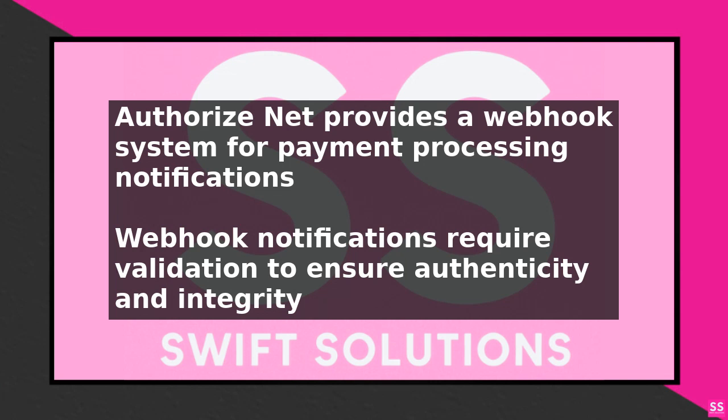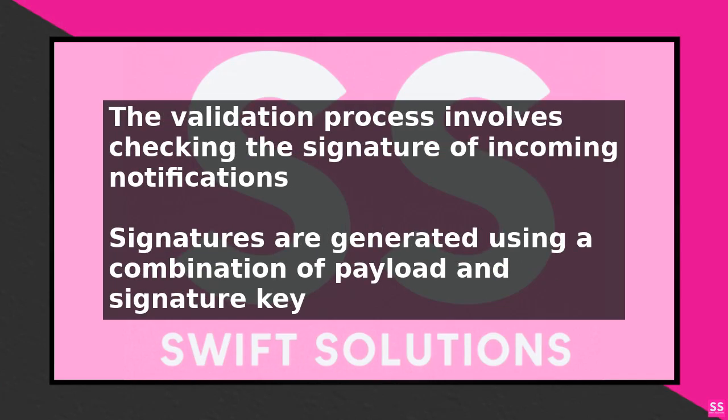Understanding the validation process. The validation process involves checking the signature of the incoming webhook notification. This signature is generated by Authorize Net using a combination of the notification payload and a signature key. The signature key is provided by Authorize Net and is unique to each merchant account.